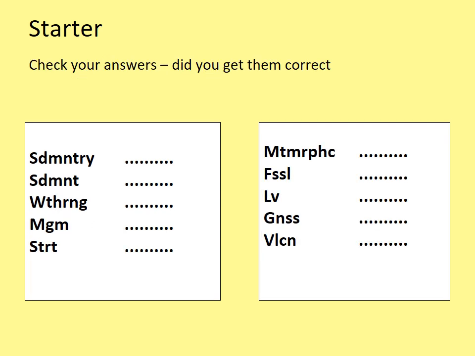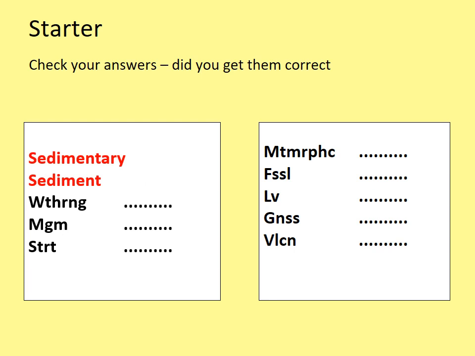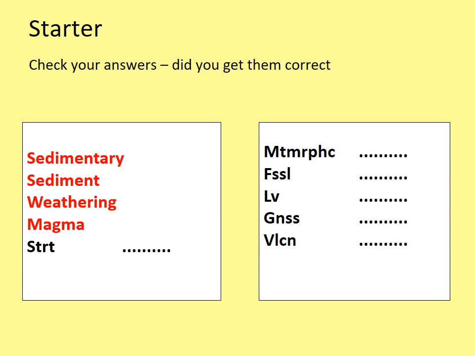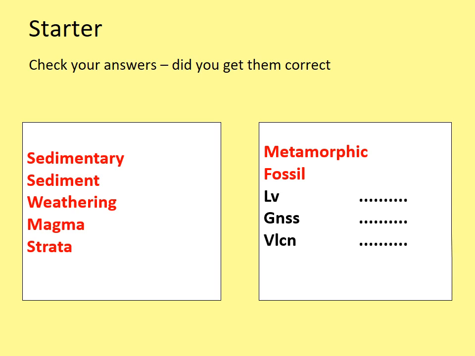Right, hopefully that's got you thinking and you've put your A's, your E's, your I's, your O's and your U's in the correct places. So let's see if you got them all correct. So the first one, we should have ended up with sedimentary rock. And then sediment. The third one is weathering, magma and strata. That was a bit of a tricky one there. And for those of you who extended yourselves, we should have had metamorphic, fossil, lava, igneous and volcano. So hopefully you all got 10 out of 10 and you're raring to go on the next bit of learning.